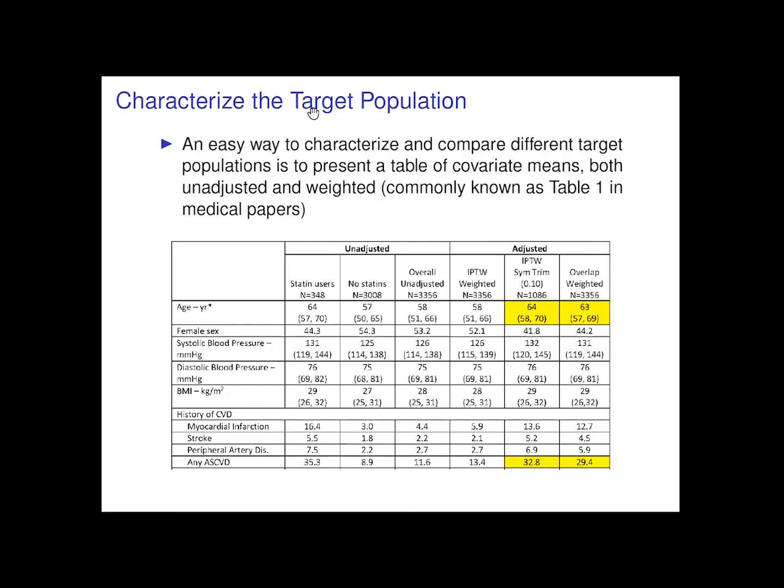Another thing is you can characterize the target population, even though it's mathematically defined, using a table like this. It's very often called Table 1 in medical papers. Each row is a variable, and you have the unadjusted difference between the treatment group and control group, and the overall group. And then you can also show the adjusted, after weighting: the IPW weighted, the IPW with trimming, and the overlap weighted. So you can see there's a difference in the target population. This is just a way to show how to characterize the target population.